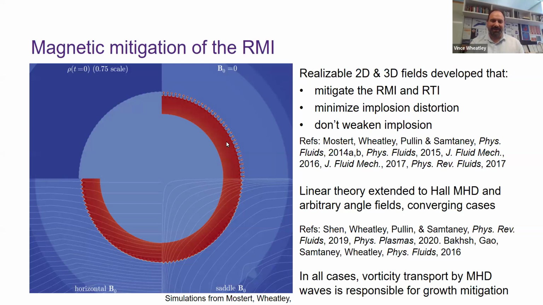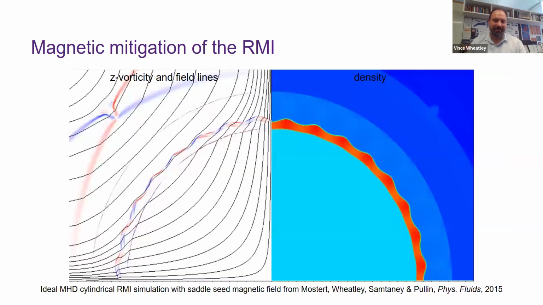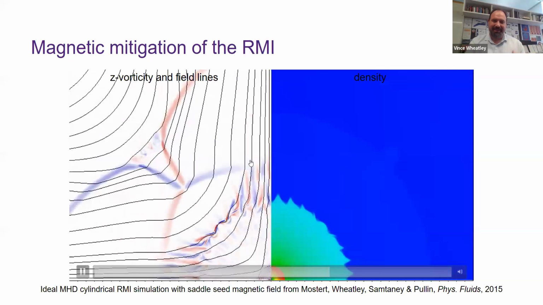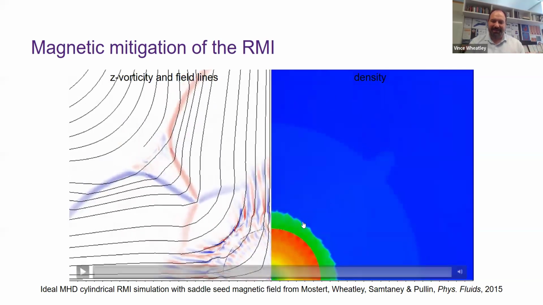And in all cases, the suppression of the instability, which we see here, is due to the transport of vorticity on MHD waves. And this can most clearly be seen in these ideal MHD simulations from Voda Mostert's thesis. So we have density contours on the right, where the shock has just passed through the perturbed interface. It's converging inwards. And on the left, we have magnetic field lines. This is a saddle topology magnetic field and vorticity contours in red and blue. Now, the vorticity distribution has already begun to split up and be transported on waves. And as we let this run, we can see this continuing with the vorticity departing from the interface, substantially driving down the growth of the instability.